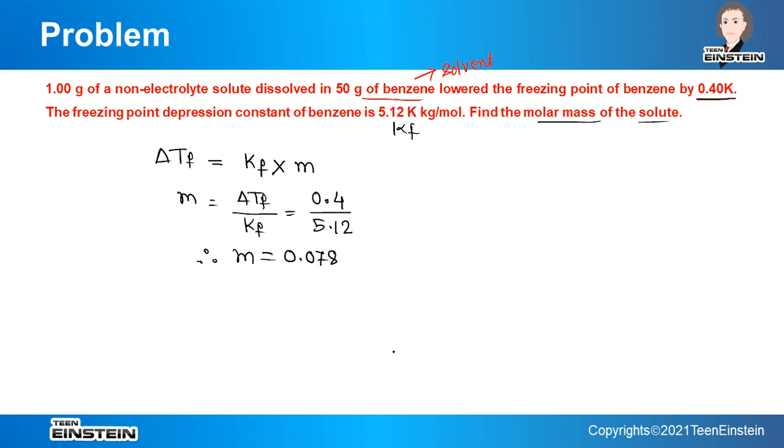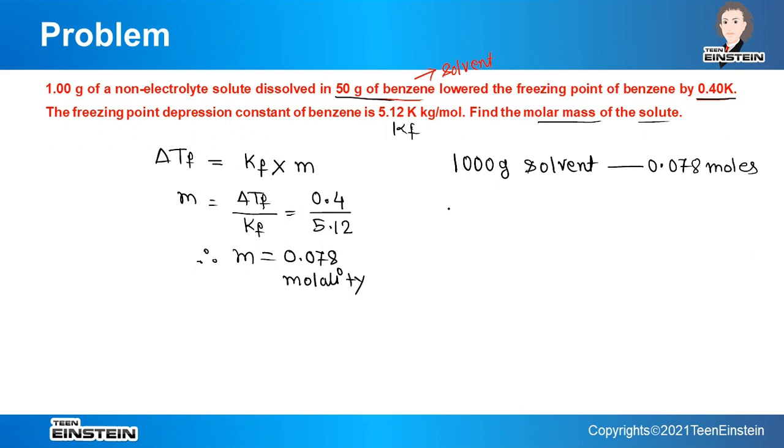Now, according to the definition of molality, it is the number of moles of solute present in 1 kg of solvent. So we can say that 1000 gram or 1 kg of solvent, in this case benzene, contains 0.078 moles of solute. But the amount of solvent mentioned here is 50 gram. So we will find out the number of moles of solute in 50 gram of solvent.